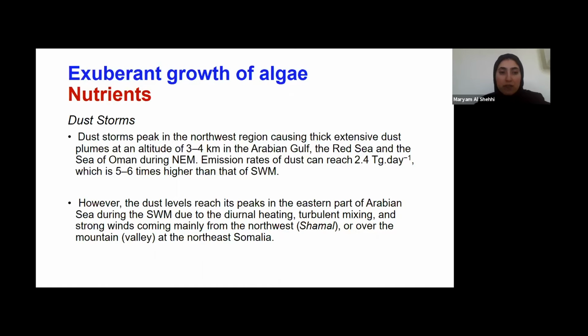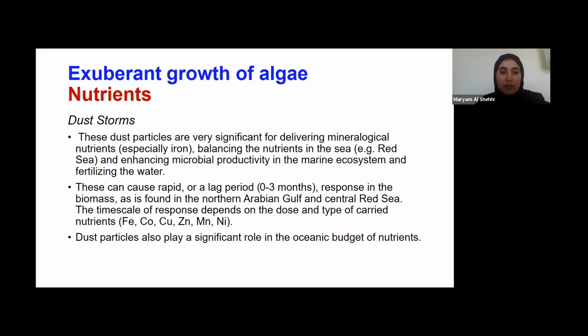These dust storms are very significant in delivering mineralogical nutrients, for example iron, and they can also balance the nutrients in the sea, especially in the Red Sea. They can also enhance the microbial productivity in the marine ecosystem and fertilize the water.